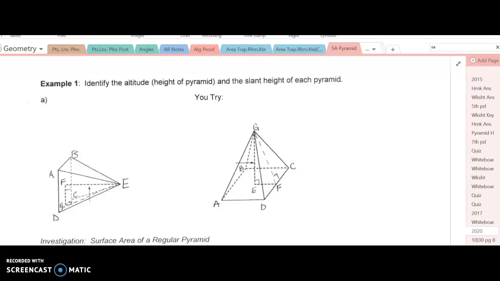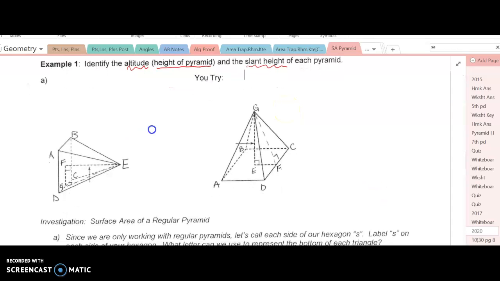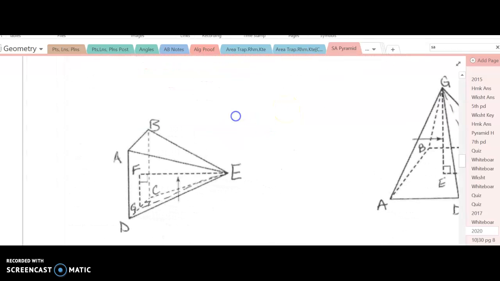Okay, so here in example one, it says identify the altitude, that is the height of the pyramid, and the slant height of each pyramid. And so looking at example one here, let's just take a look at what's going on in this picture. So you have a rectangular base, or actually a square base of this.